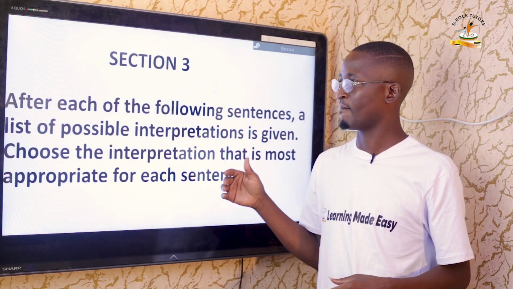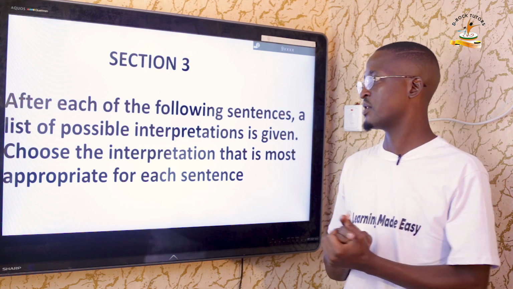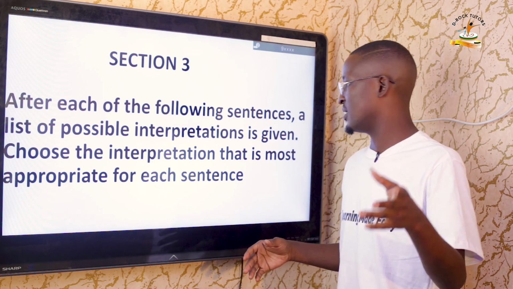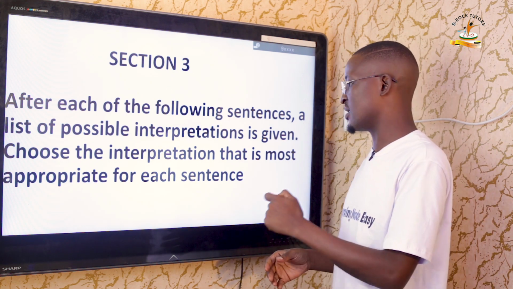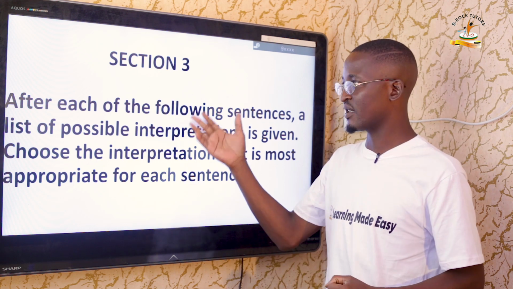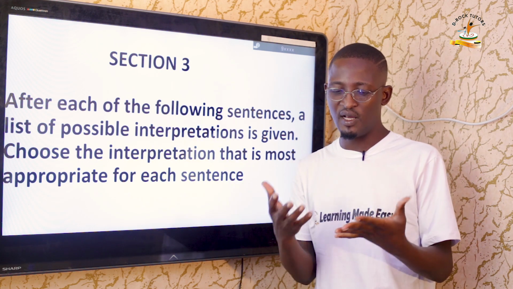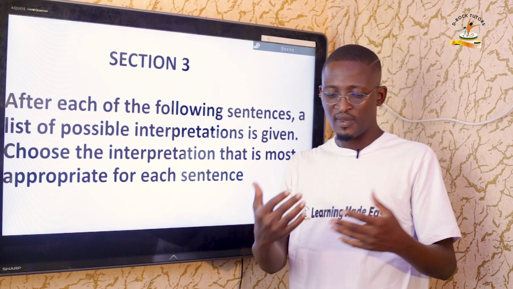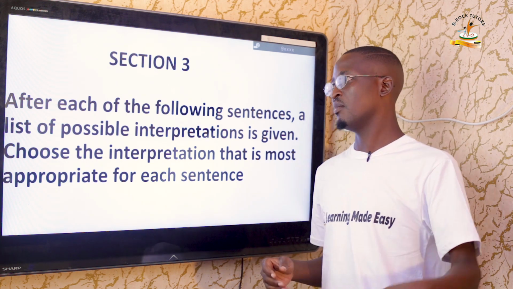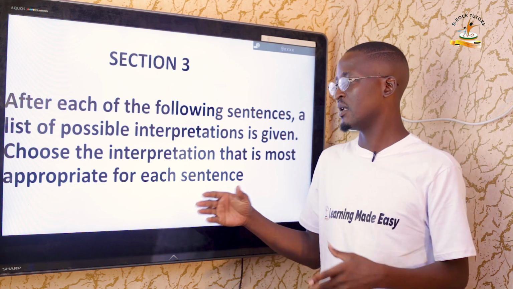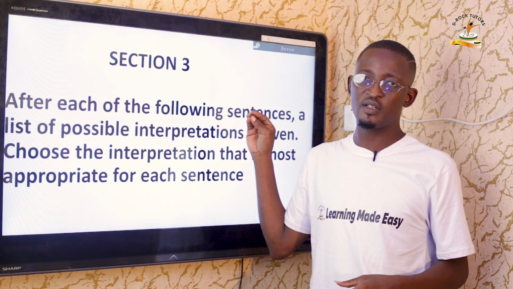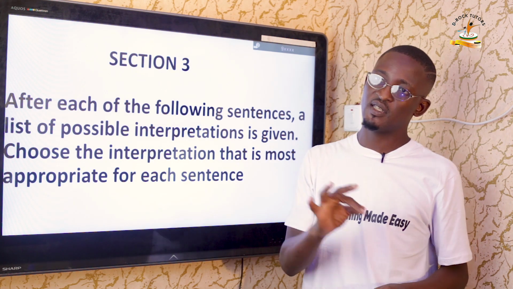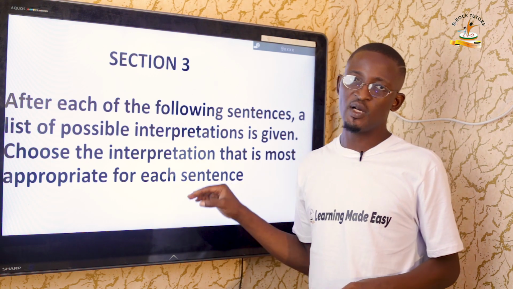So 21. We are in the third section. After each of the following sentences, a list of possible interpretations is given. Choose the interpretation that is most appropriate for each sentence. So that is sentence interpretations, and in this aspect, you have some interpretations on word meaning. We have some on idioms, then some on phrasal verbs. So you are going to reason in a figurative way, rather than literal, which is ordinary meaning. They have more insidious meanings than the way they appear.